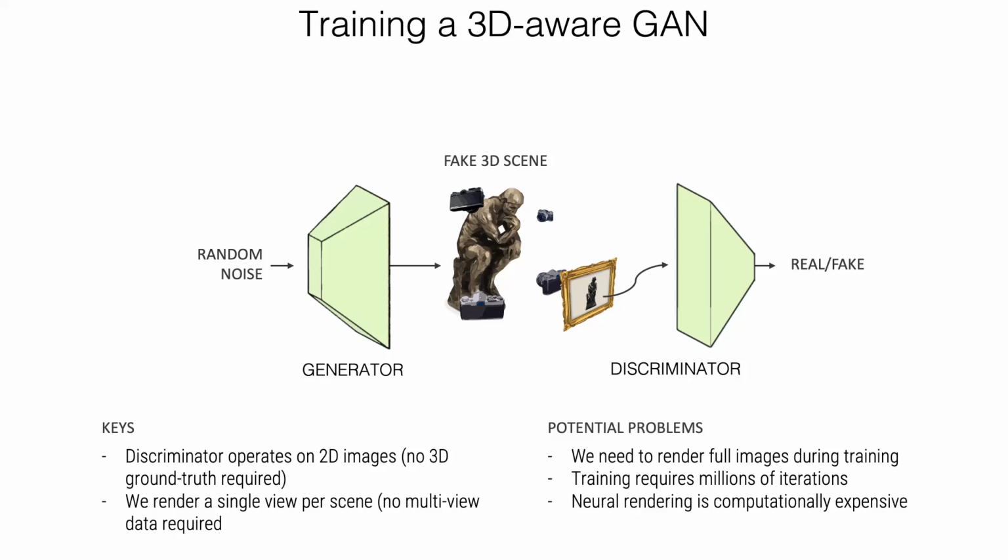What's challenging here is that we need to render full resolution images during training. So we need to be able to render it fast. But we don't just need to render one image. We need to render millions of images in order to train the GAN. So let's take a step back to really make sure that we understand what that means.